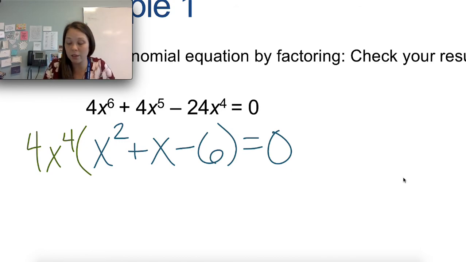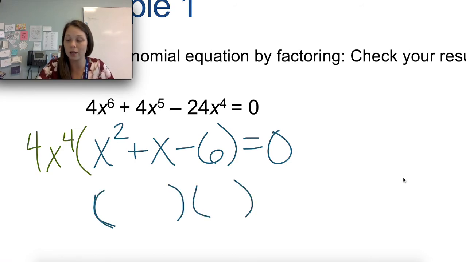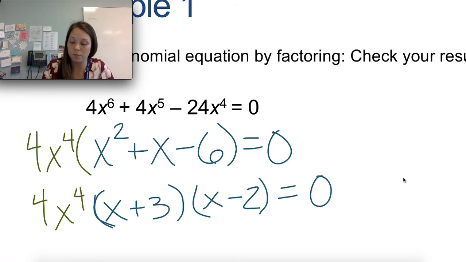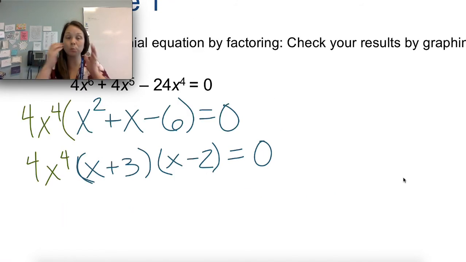Now from here, the x squared plus x minus 6 is a quadratic that we can factor. What are two numbers that multiply to negative 6 but combine to be positive 1? That would be x plus 3 and x minus 2. And then the 4x to the 4th is going to carry down. Now it's factored as much as possible, meaning I have this written as a bunch of pieces multiplied together.